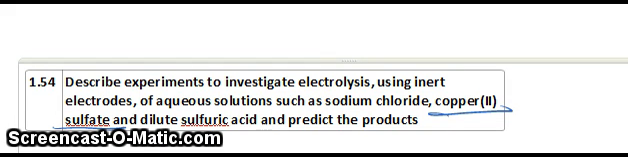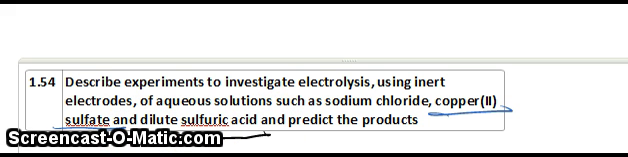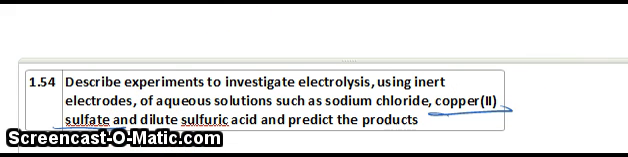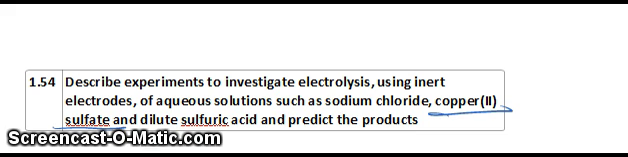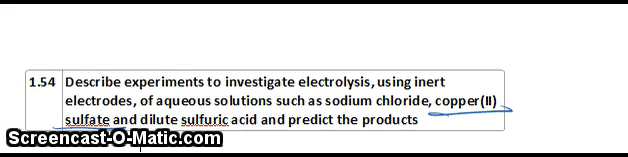Okay, right, so describe experiments to investigate electrolysis using inert electrodes, aqueous solutions of dilute sulfuric acid. Now, the most common place to see the dilute sulfuric acid is actually in the Hoffman voltammeter. And the key point here is that it is actually dilute, so that's important when we're thinking about it. And you need to predict the product. So let's look at what the reactions actually are.